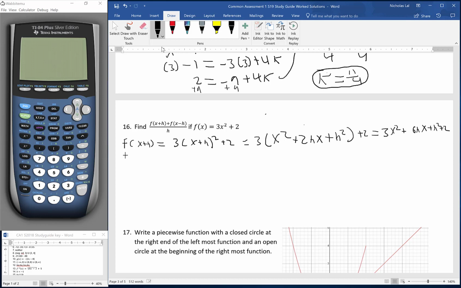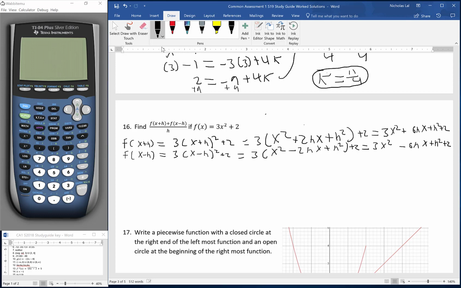And f of x minus h is equal to 3 times x minus h squared plus 2, which is equal to 3 times x squared, 2 times negative h times x is minus 2hx, plus h squared plus 2, which will equal, distribute that, 3x squared minus 6hx plus h squared plus 2.